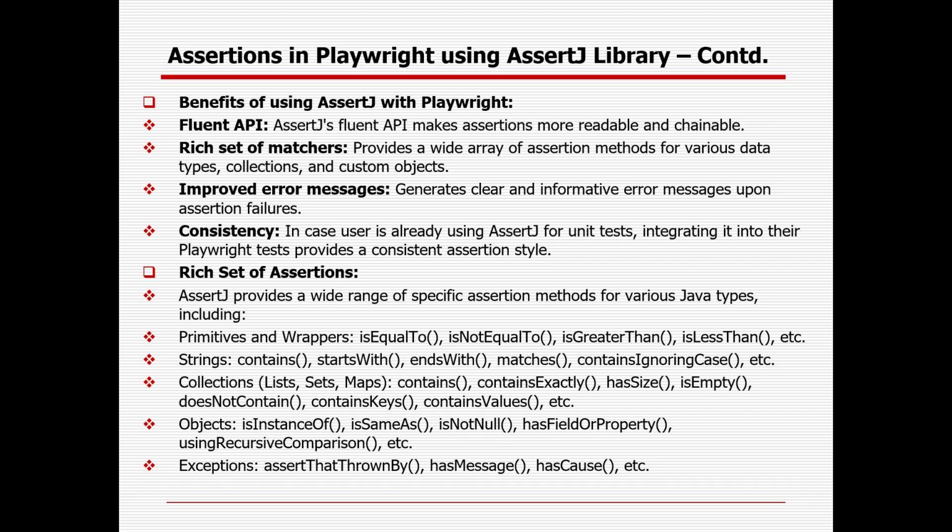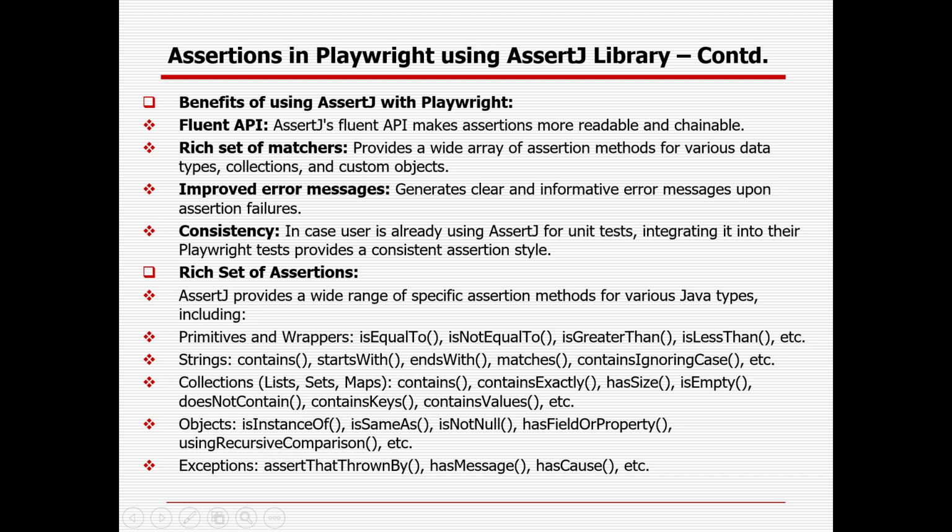So what are the different kinds of rich assertions available? AssertJ provides a wide range of specific assertion methods for various Java types, including primitives and wrappers, like isEqualTo, isNotEqualTo, isGreaterThan, isLessThan, isGreaterThanOrEqualTo, isLessThanOrEqualTo, etc. Strings: contains, containsIgnoringCase, startsWith, endsWith, matches, everything. Collections will also work for list, set, maps, where you can use contains, containsExactly, hasSize, isEmpty, doesNotContain, containsValues, containsKeys, etc. Objects: isInstanceOf, isSameAs, isNotNull, hasFieldOrProperty, usingRecursiveComparison, etc. Exceptions: assertThatThrownBy, hasMessage, hasCause, etc.